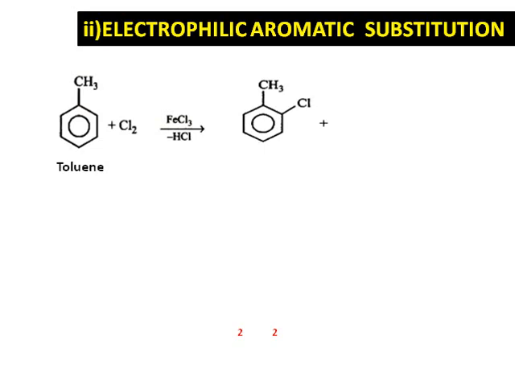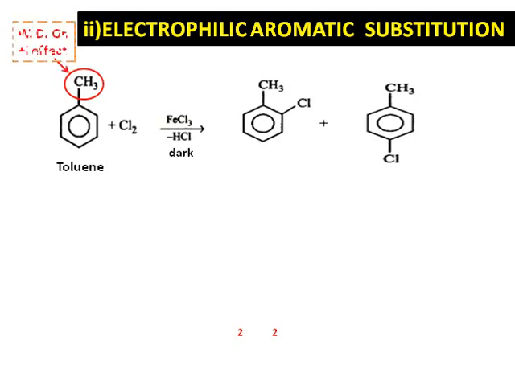Now we will see the electrophilic aromatic substitution reaction in case of toluene. This toluene reacts with chlorine in presence of ferric chloride and produces ortho-chlorotoluene and para-chlorotoluene, and this reaction takes place in dark. Here the methyl group has the plus I effect, that means it is an electron donating group. So as a result the electron density increases at the ortho and the para position.